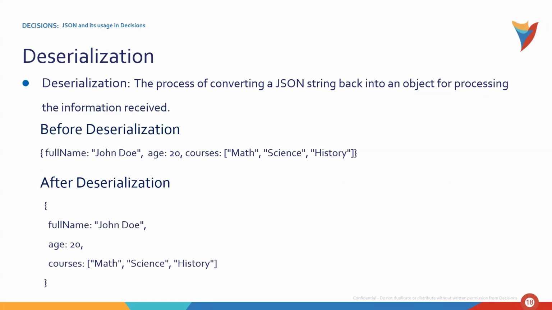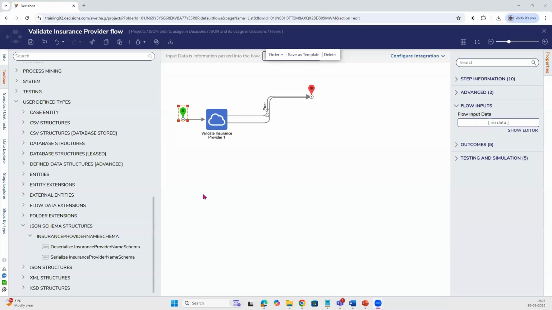Now let us see serialization and deserialization in action with the JSON steps that we have generated. Now we are aware that this REST API method would give the response in the form of a string. Therefore, to convert this string into a JSON format, we use the process of deserializing the data.